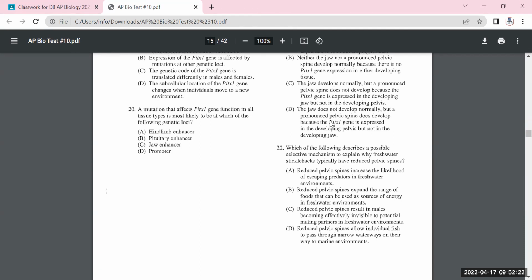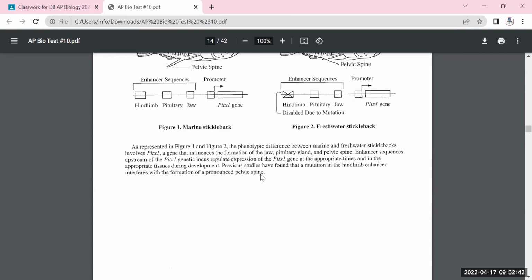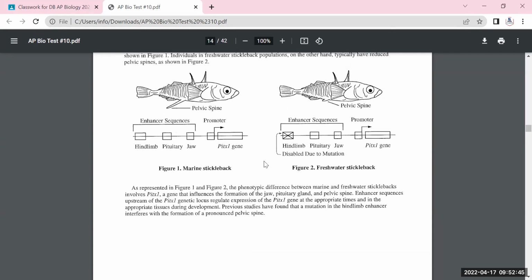22. Okay, which of the following describes a possible selective mechanism to explain why freshwater sticklebacks typically have reduced pelvic spines? Right, so how come the pelvic spine is much more significant in your marine stickleback? Well, it probably just says that having a larger pelvic spine is useful. It has a selective advantage in your marine environment, but only there, meaning it does not have that same effect in freshwater.